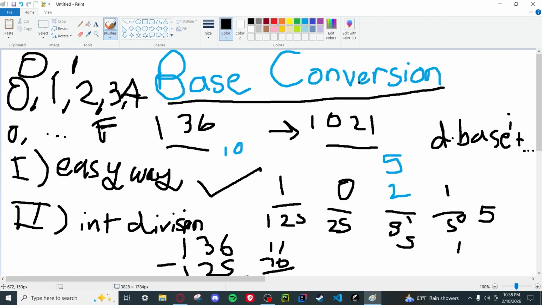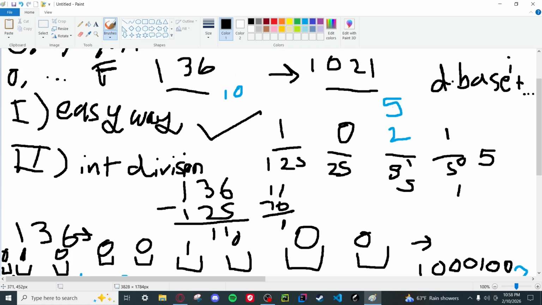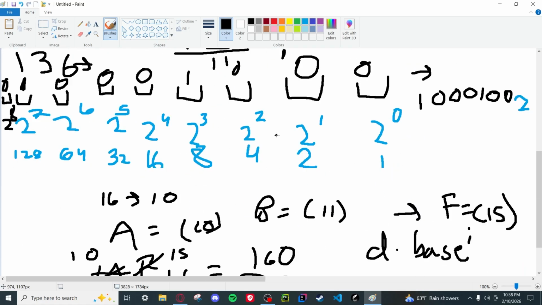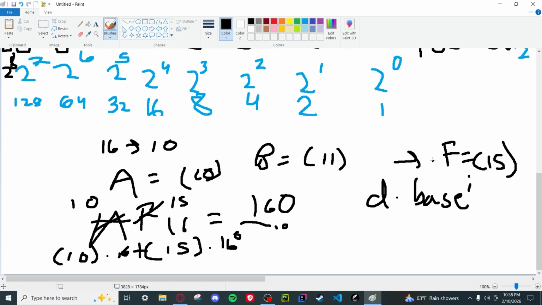So make sure you're familiar, don't be scared when you see letters, when you see A or B or C or D or E or F. Make sure you understand what they mean. A is 10, B is 11, C is 12, D is 13, E is 14, stuff like that. Make sure you understand that, okay?